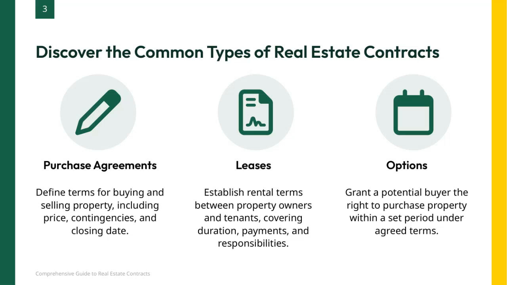Let's talk about the most common types of real estate contracts you'll encounter. First, there are purchase agreements. These contracts lay out all the essential terms for buying and selling property, like the price, any contingencies that need to be met, and the closing date. Next, we have leases. These agreements set the rental terms between property owners and tenants, clearly defining the length of the lease, payment details, and responsibilities of both parties. Lastly, options give a potential buyer the right to purchase a property within a specific time frame under agreed upon terms, offering flexibility and control without the immediate commitment. Understanding these contracts is crucial for navigating real estate transactions confidently.